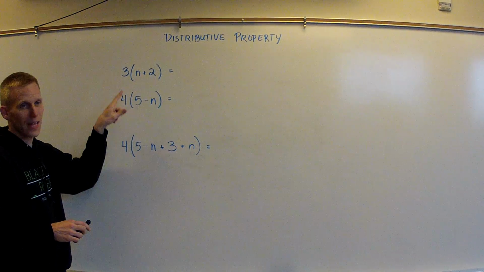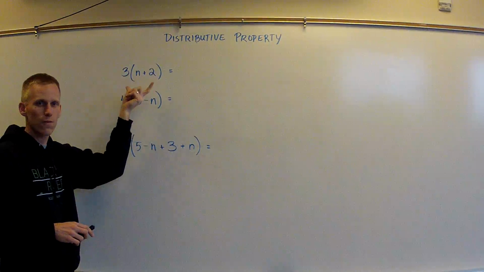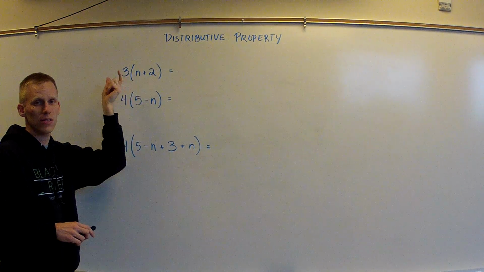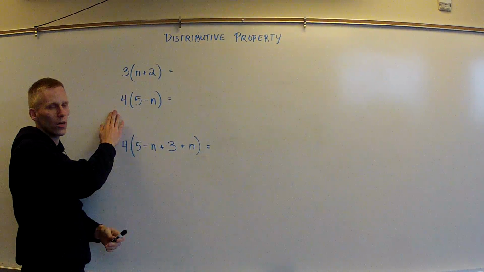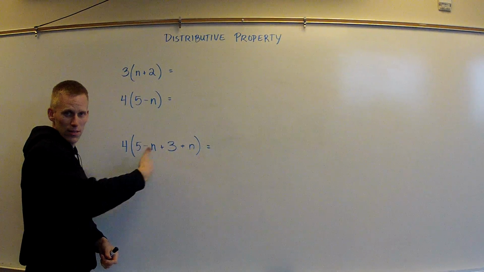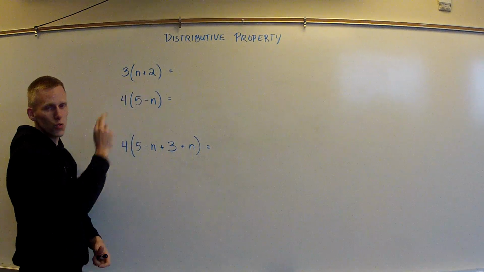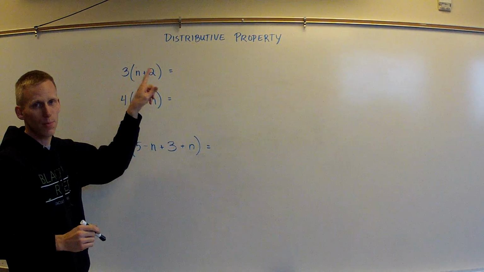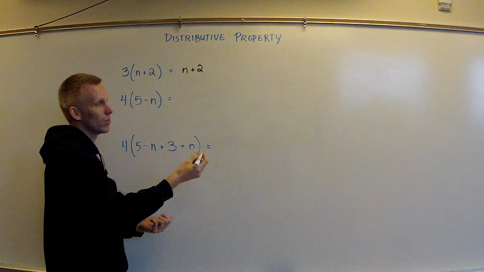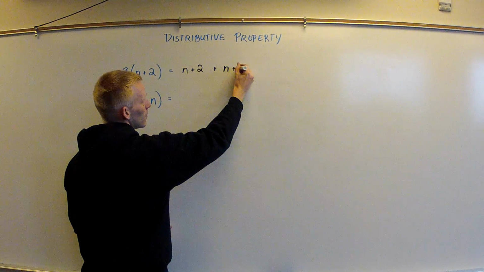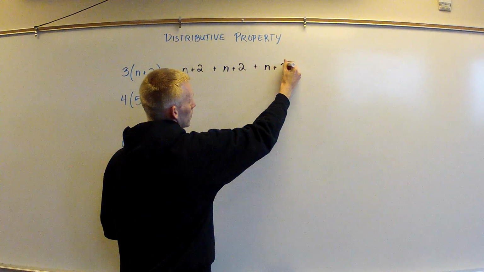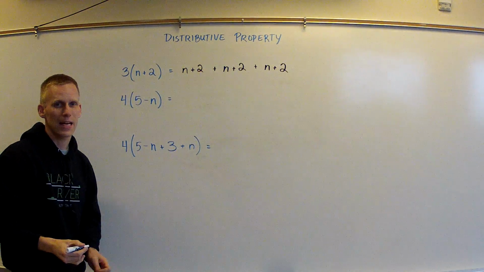This is saying that I have 3 times everything in the parentheses. I've got 3 of these n plus 2's. I've got 4 of these 5 minus n's, and I've got 4 of this down here too. Now let's write that out. If I have 3 n plus 2's, I literally have n plus 2 once, another n plus 2 for twice, and another n plus 2 3 times.